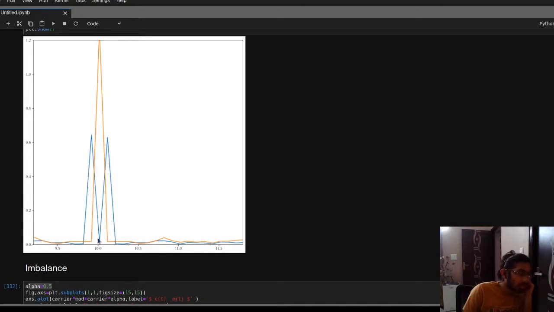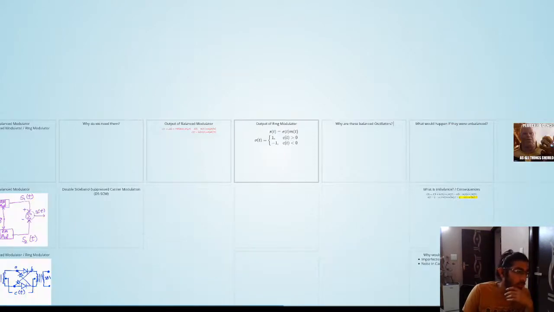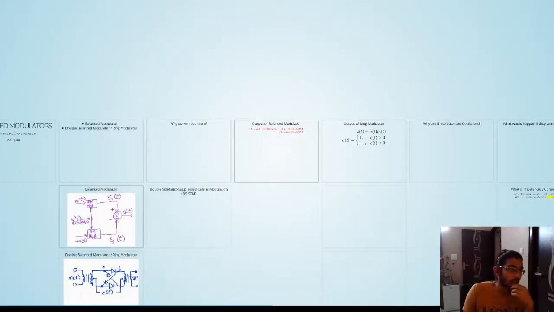So this is why it is double sideband, carrier suppressed modulation, and that is one of the reasons why I call it balanced. The other reason is actually a schematic reason of why we call it a balanced modulator.